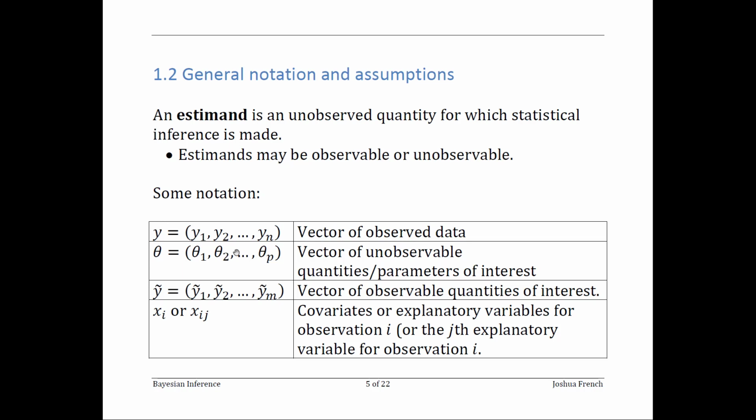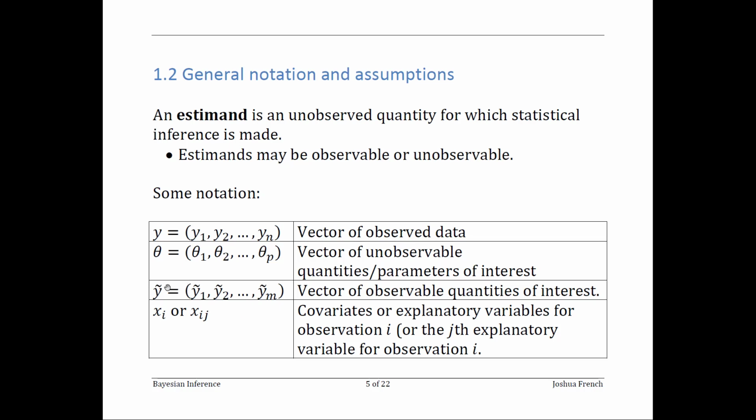The letter theta is generally going to be used to describe a vector of unobservable model parameters. In most contexts, there's going to be several parameters in our study, but there may only be one. Some examples are we may have the mean and variance of a normal data distribution, or perhaps we have only the rate parameter of a Poisson distribution.